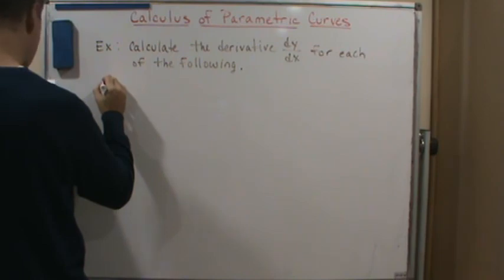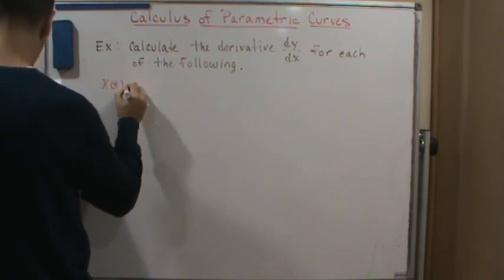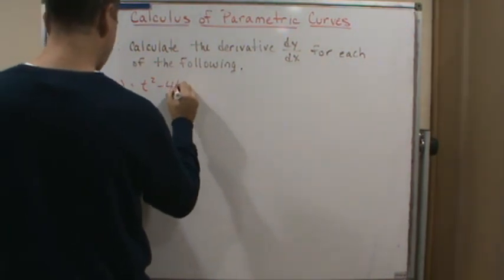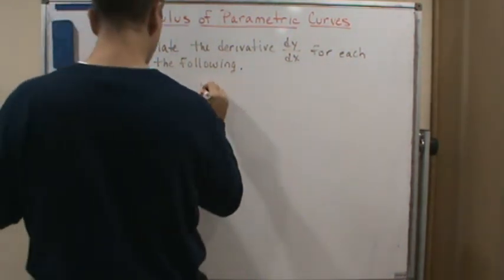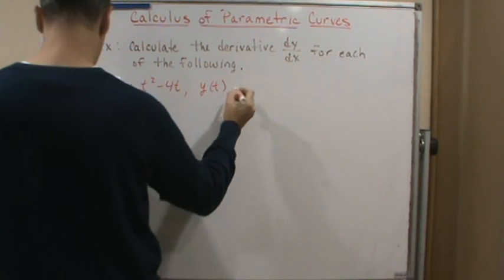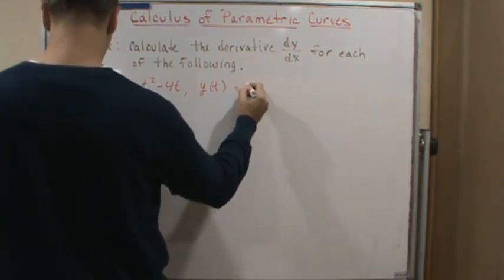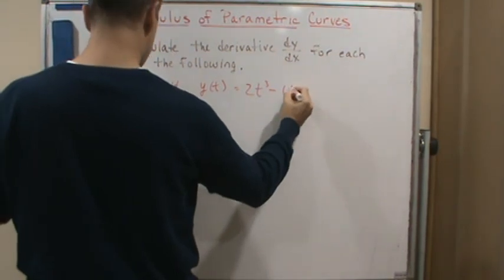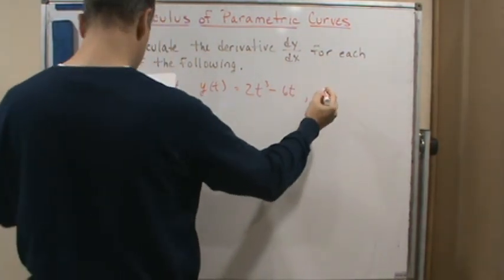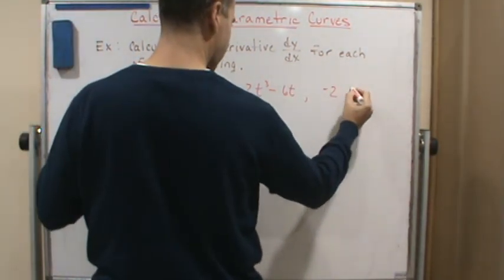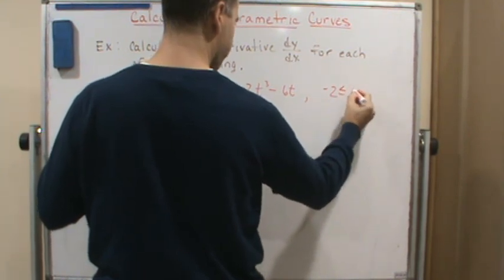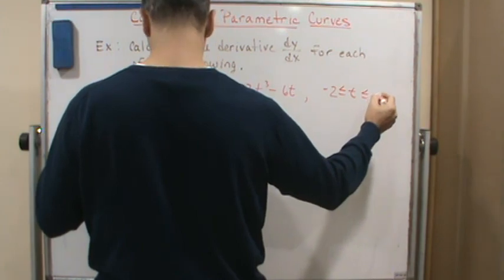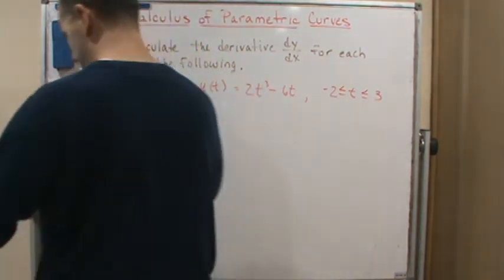So, x of t equals t squared minus 4t. y of t equals 2t cubed minus 6t. And this is going to be on the interval where t is greater than or equal to negative 2 and less than or equal to 3. So go ahead and do that one.